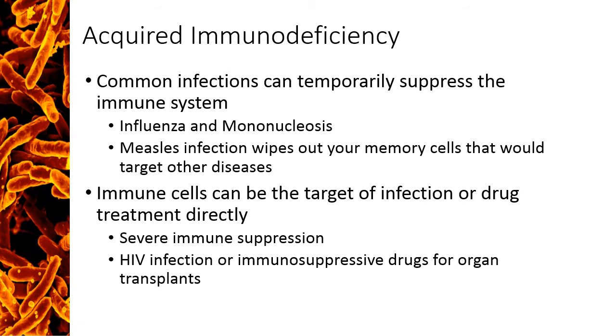The other way you can have acquired immunodeficiencies is that the immune cells themselves can be a target of an infection or a drug treatment. And so this leads to much more severe and much more long-term immune suppression. So for example, HIV infection is going to infect your immune cells. That's causing those immune cells to die, which is leading to this acquired immunodeficiency. Another good example is people who have had organ transplants. They need to be on immunosuppressive drugs for the rest of their life. So they're going to have an acquired immunodeficiency because of the drugs they're taking to specifically tone down what their immune system can do.